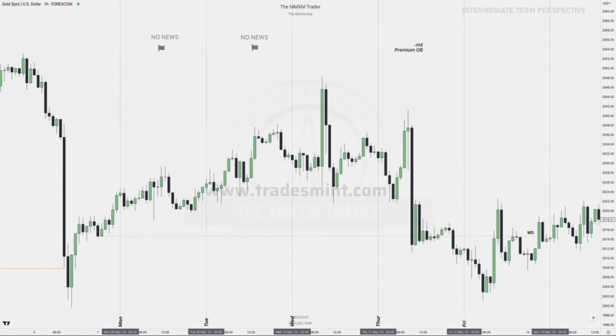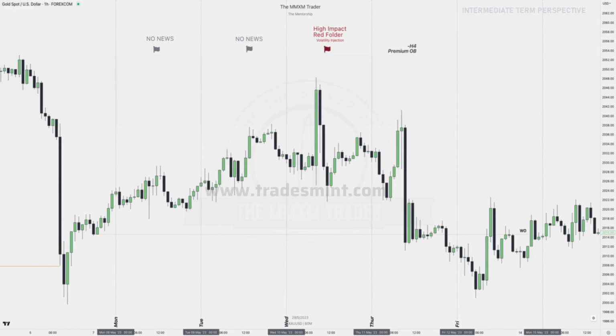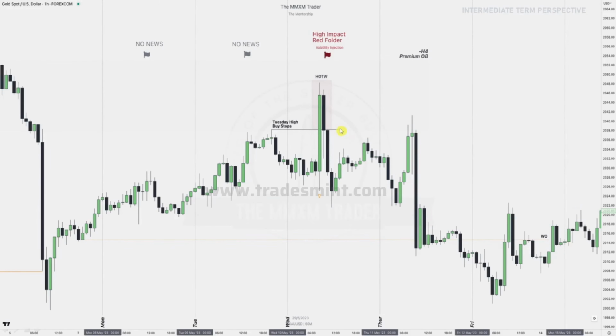So in this case, we've got CPI, and then it's most likely to form the high of the week with that news folder. So CPI, volatility injection, and remember that 4-hour bearish order block in premium, that is the area where we want to trade from. So this is a 1-hour chart, and then we can see we hit that area over here. High of the week being formed, raiding Tuesday's high. So buy stops have been raided again.